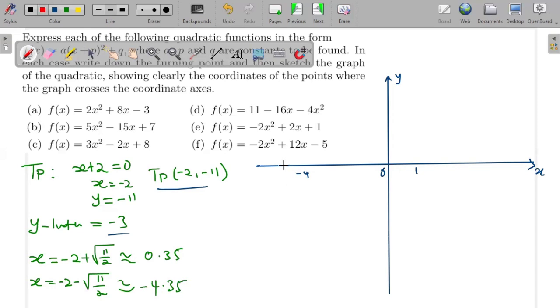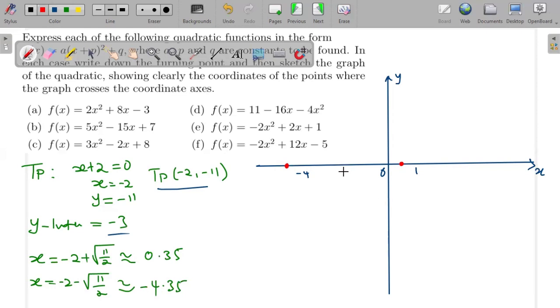Okay, so let's plot them. So minus 4.35 is there, 0.35 to be somewhere there. Okay, those are my x-intercepts. And then my turning point is minus 2, comma minus 11.